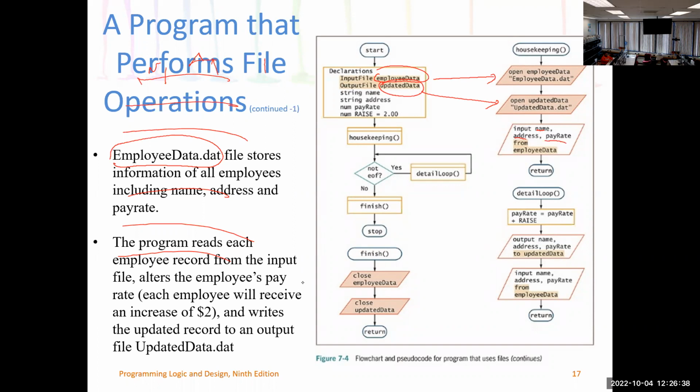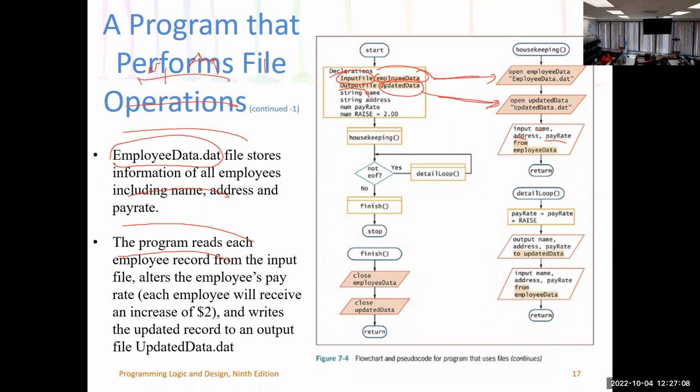So what you need? This one here, link it to the existing file, read it. That's why you have the input file. Now the second one, when you read it, for each employee, you change the pay rate and write it into the new file. That's why you have the output file here. And you have to update here and link it to this one. That's the declaration: the input file and output file and the variable name, link it to the file here.